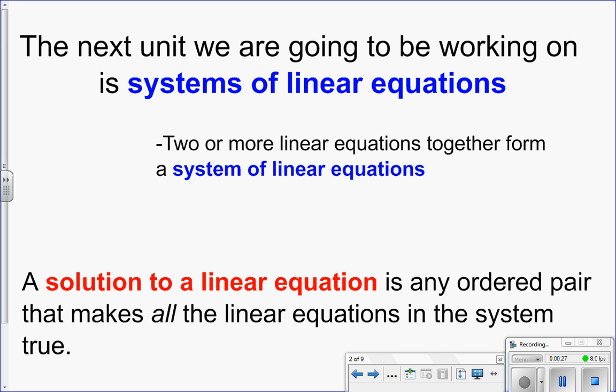So previously we were graphing one linear equation every single time. Now we're going to have a couple of linear equations that we need to put on the same graph. And a solution to a system of linear equations is any ordered pair that makes all the linear equations in the system true.